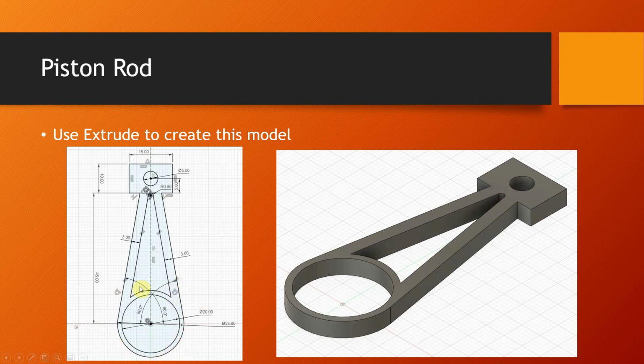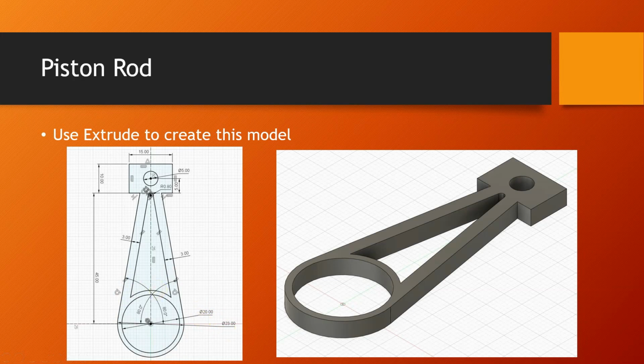So we have two circles here. They're both concentric. They're centered at the origin. So this is probably a good starting point. Okay. And then here at the top, I have another rectangle with a circle on the center of it. Okay. So let's go ahead and start at the bottom. So we have two circles. One's 23 millimeters in diameter, the other is 20 millimeters in diameter. So let's start by creating those two, and then we'll take it step by step.